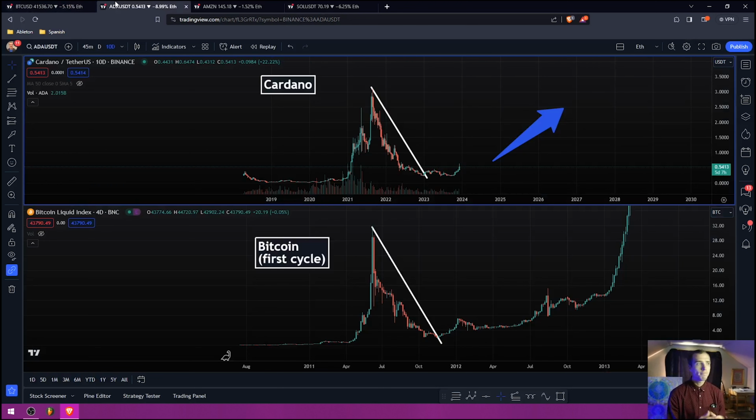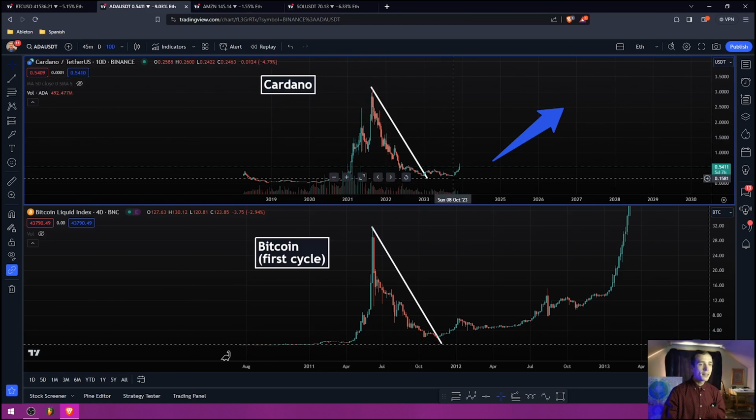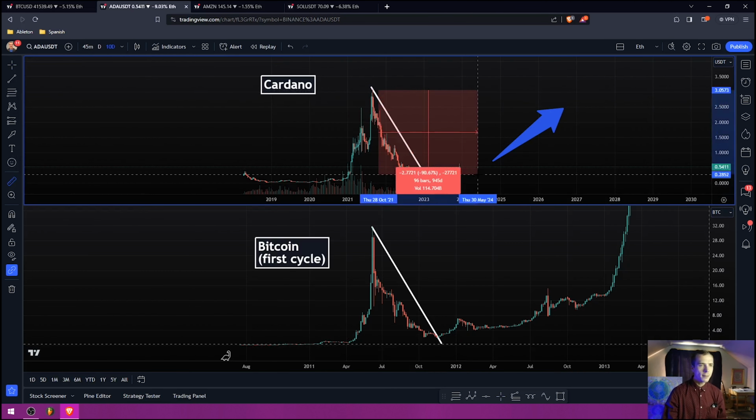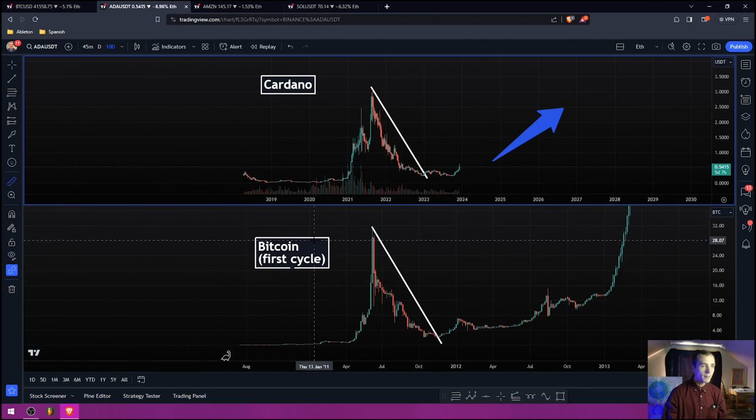Now let's check out ADA. ADA also looks really good. If you look at the chart here, you can see that prices came down from about $3 to 18 cents, which is about a 92% decline. Let's check and see. 94% decline.